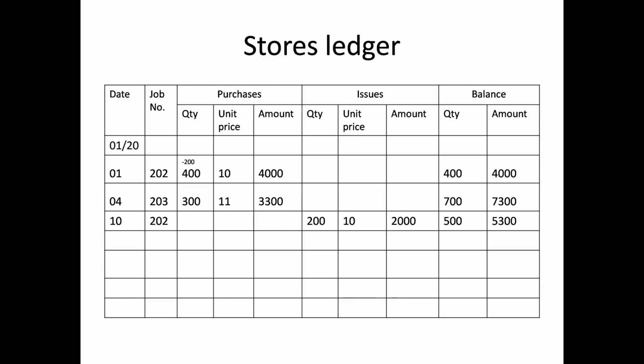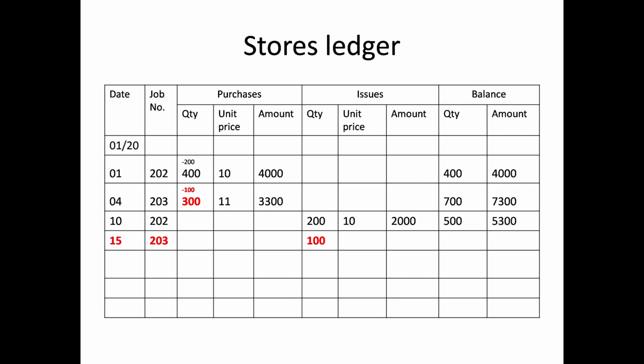Next date, January 15th. It's an issue, 100 units to job number 203. Okay, under issues, quantity is 100 and the job number column you have to write 203. Now you have to go to job number 203 purchases. Yes, on 4th of January you have purchased 300 units to job number 203. Now you are going to issue 100 units out of that. So you can write there in small letters minus 100.